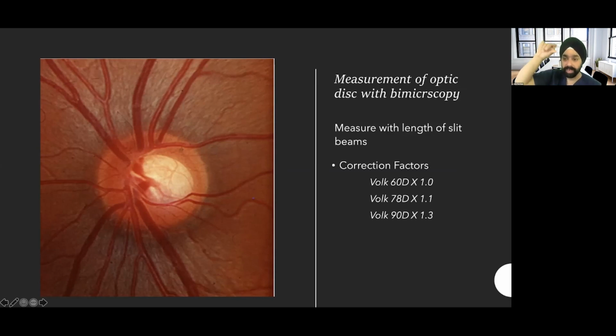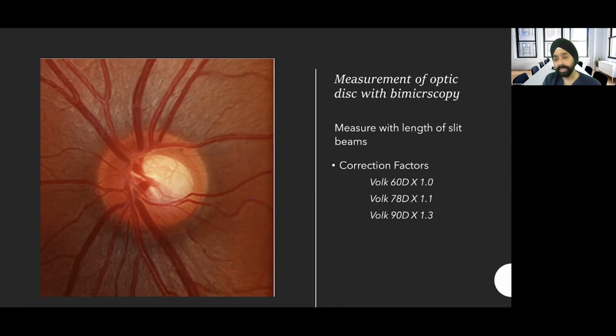When you want to measure on your slit lamp, you can measure, let's say 1 millimeter, 2 millimeters, that's real. If you're using a 78 or let's say a 90, I personally use a 90 diopter lens clinically, you have to multiply by 1.3. You're minifying the object a little bit there. So whatever measurement you get on the slit lamp, times that by 1.3, that's going to give you the actual size of the nerve.